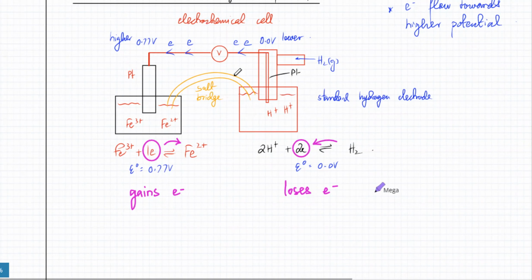But the drawings are important. And why is the salt bridge there? The salt bridge has a purpose. And the purpose is, look what's happening over here. This reaction is going in the backward direction, right? It's no longer an equilibrium reaction. It's going in the backward direction. Is that clear? So when it goes in the backward direction, what ion is it producing?